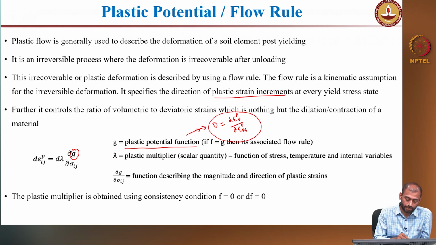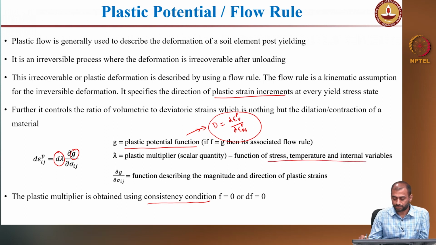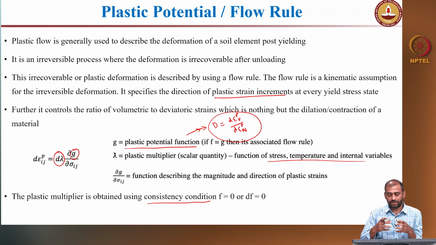If you know the proper plastic potential equation, then using the consistency condition, you can determine this particular plastic multiplier rate. It is a scalar quantity which is a function of stress, temperature and other internal variables. So, what is the consistency condition? The consistency condition describes that for any plastic deformation, the stress state is always on the yield surface. So, that is why you are using dF equal to 0. This is the failure equation.